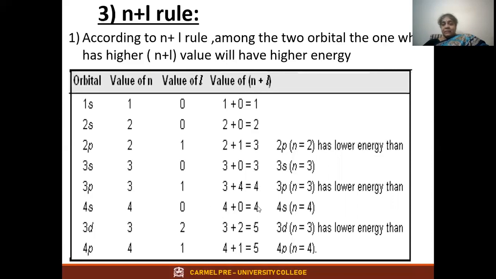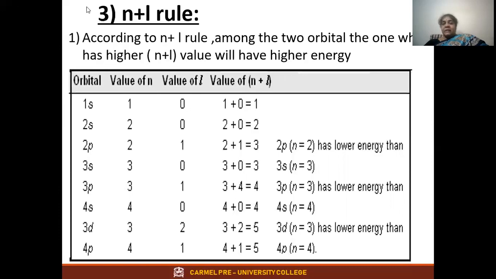So if you take these two, you see that both have the same value. Since both have the same value here, 3 plus 1 is 4 and 4 plus 0 is 4, both have the value 4. But you have 3p first and then 4s, because 4s has higher energy. That is what it says: the one which has the higher n plus l value will have the higher energy. And here, both are the same. The one with the higher n value will have the higher energy.